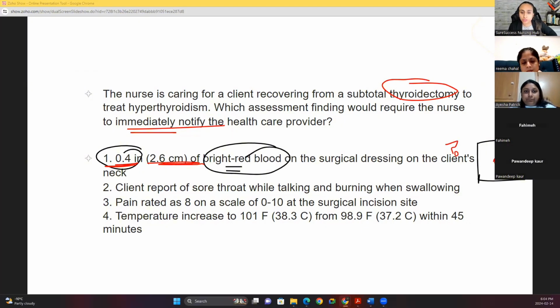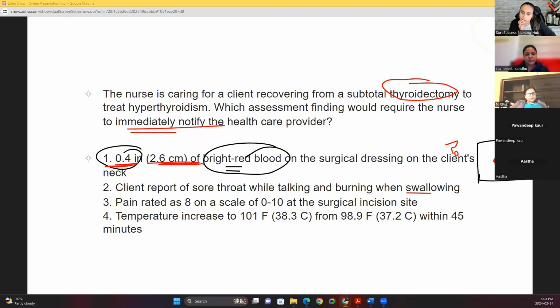Client reports sore throat when swallowing, while talking, and burning when swallowing. What is the surgery he had? Thyroidectomy. It's expected. Some students think that sore throat means infection. What is sore? Sore means pain. Throat means pain in throat. So do you think pain in throat means infection? No. If you're having sutures, will you be having pain in throat? Yes. That is how I'm checking. So I'm not going to call the doctor.